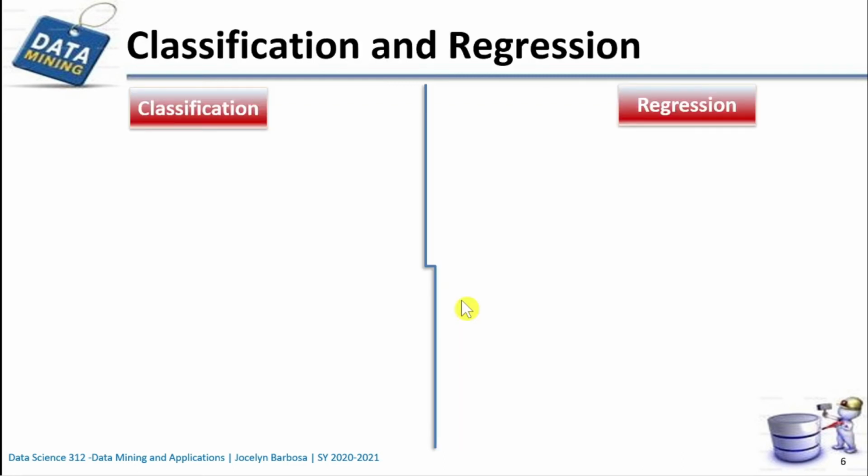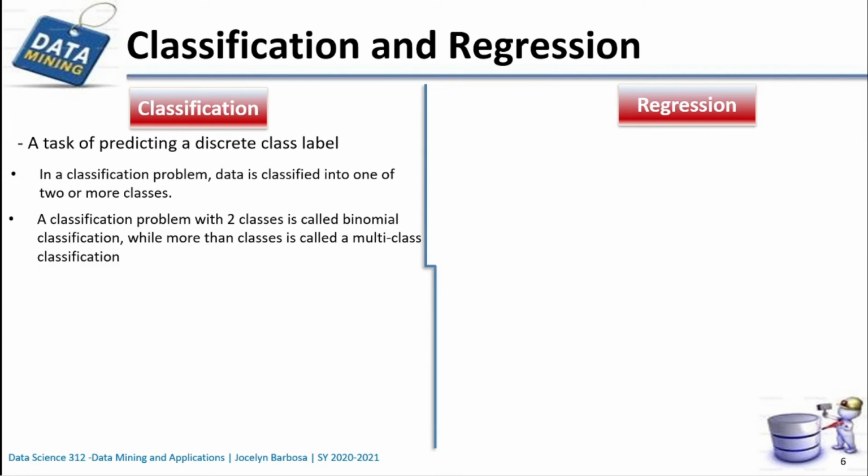So if you look at the difference between classification and regression, classification is the task of predicting a discrete class label. That means that in a classification problem, data is classified into one or more classes. If we have two classes, we call it binomial classification or binary classification. And if it has more than two classes, we call it multi-class classification or multinomial.